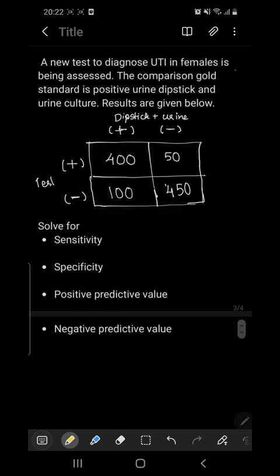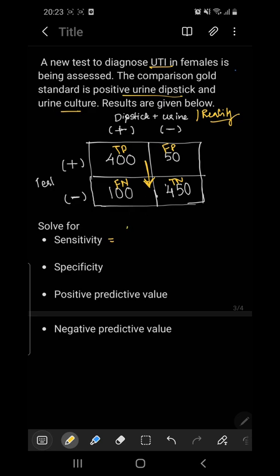Keeping that in mind, let's try and solve this question. We are trying to diagnose UTI in females, and this is the diagnostic criteria: urine dipstick and culture. We could simply say that that's the reality, and this is the test state. Positive, positive, that is true positive. Negative, negative, that is true negative. This is falsely positive, and this is falsely negative. Now, this is the way we do sensitivity.